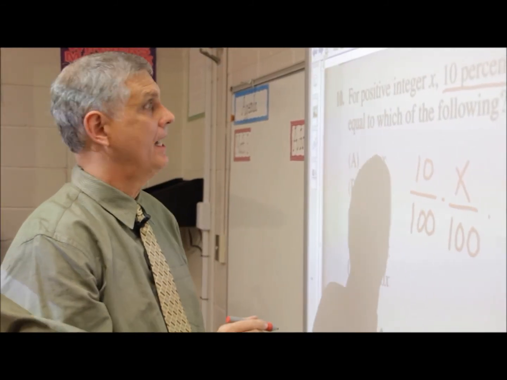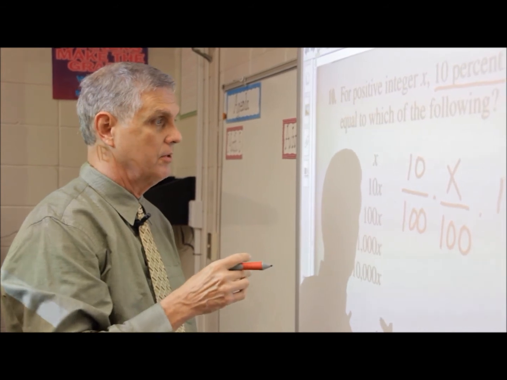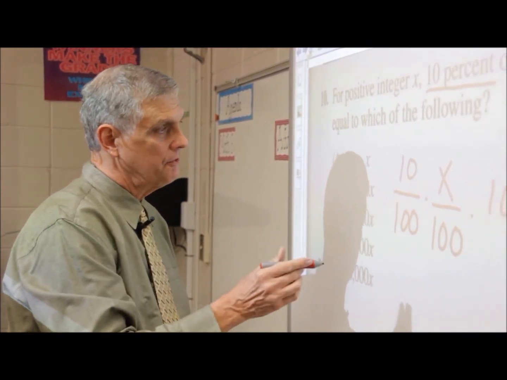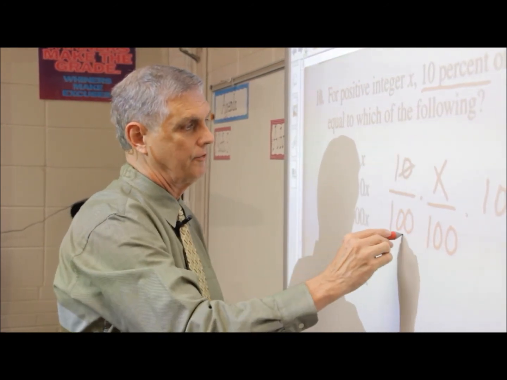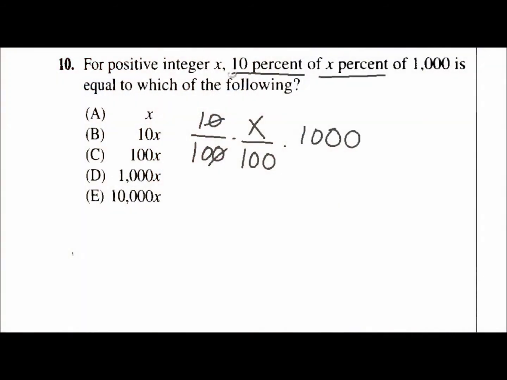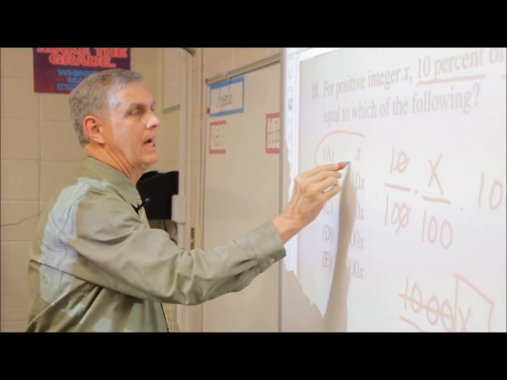Okay, so now all we have to do is find out what we end up with when we get rid of all these zeros and everything. Now, there's several ways I could simplify this. I could just mark a 0 off here and a 0 off there. And I end up with 1,000x over 10 times 100, which is the same as 1,000. And right away you should see how you can cancel here. And when you cancel, what do you end up with? You end up with just plain old x, and that is our answer.